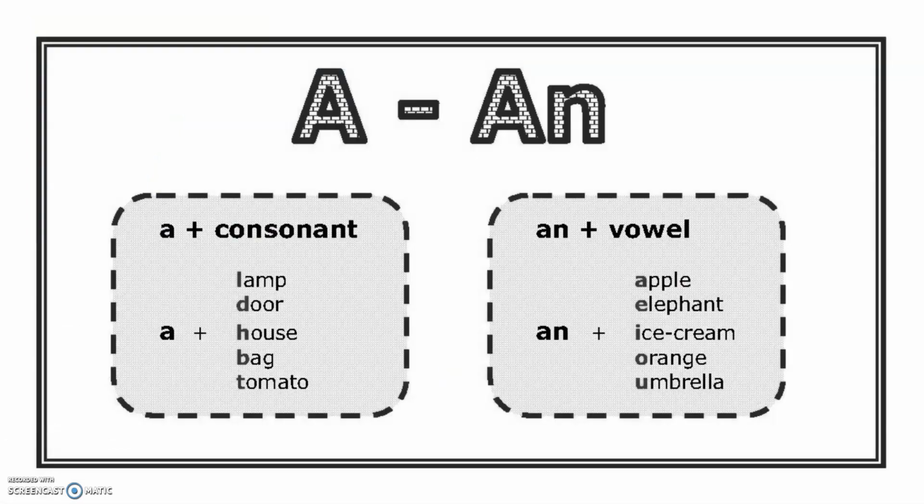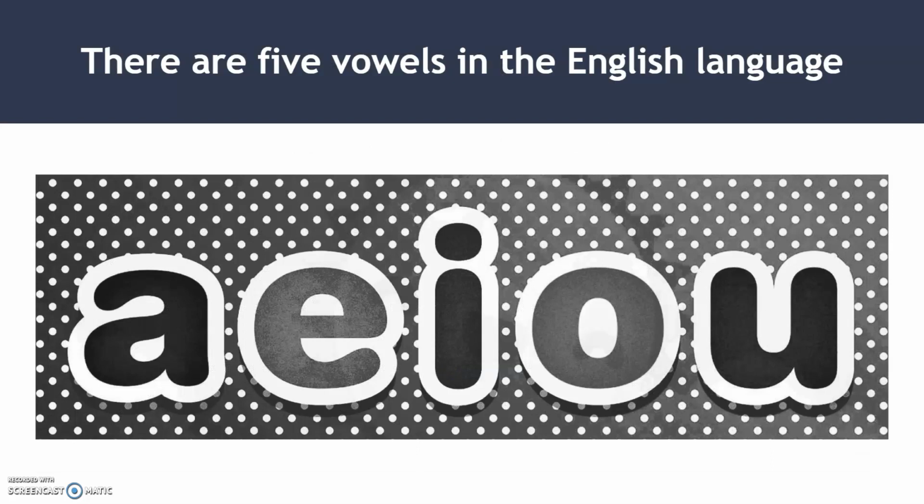Choosing a or an, you need to think about the letter or the sound the word begins with. If the word begins with a consonant sound, we just use a. So most words we just use a. A lamp, a door, a bag, a tomato. If a word begins with a vowel sound, so A, E, I, O, U, we use an: an apple, an elephant, an ice cream, an orange, an umbrella. So it's very important to remember these vowel sounds, A, E, I, O, U.